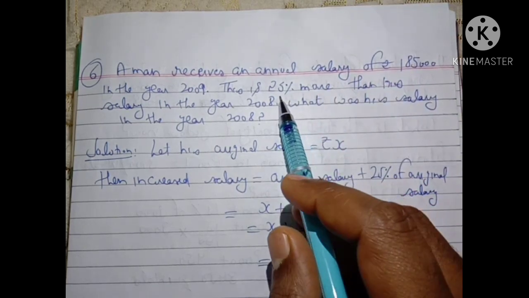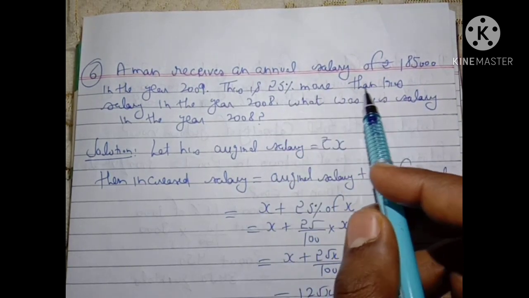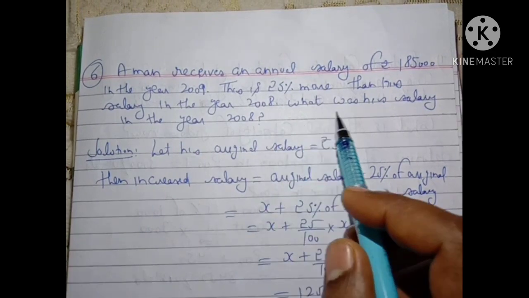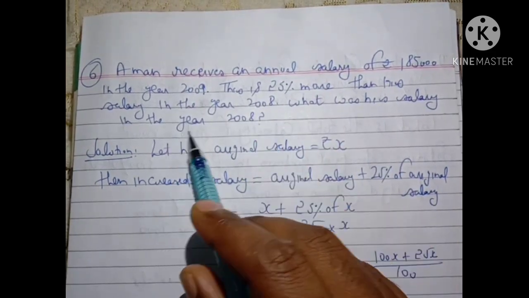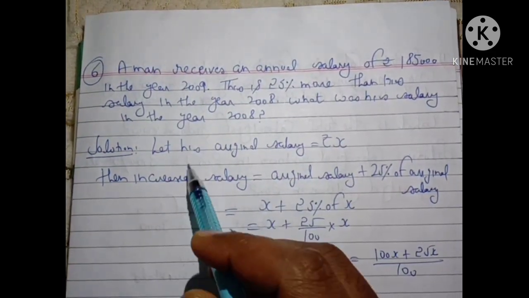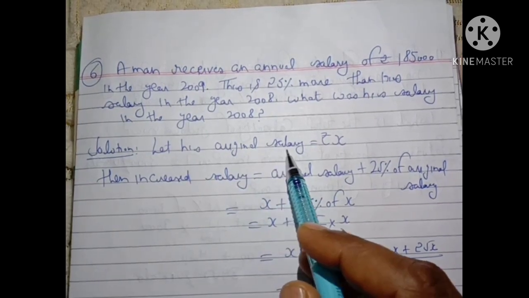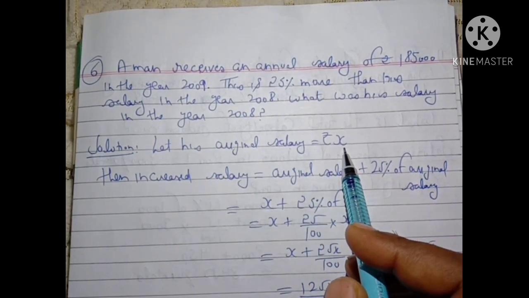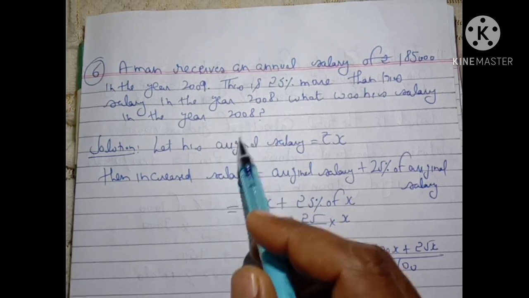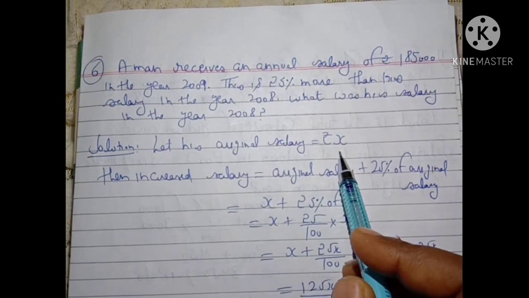This was 25% more than his salary in 2008. So we have to find out the salary in the previous year, 2008. So how can we find it? Let his original salary be x rupees, meaning in 2008 his original salary was x rupees.